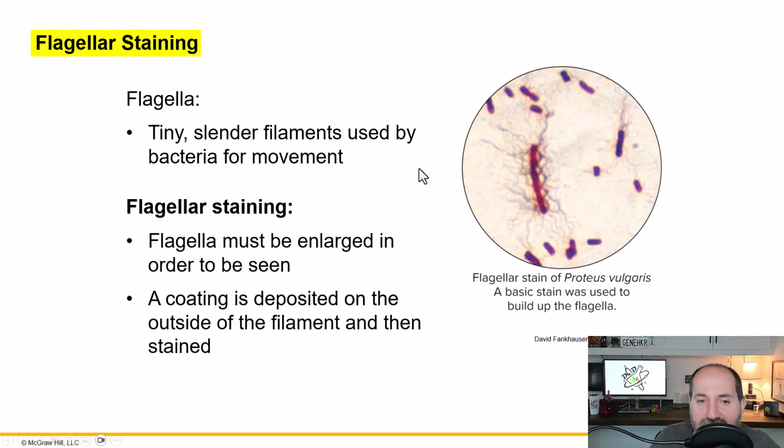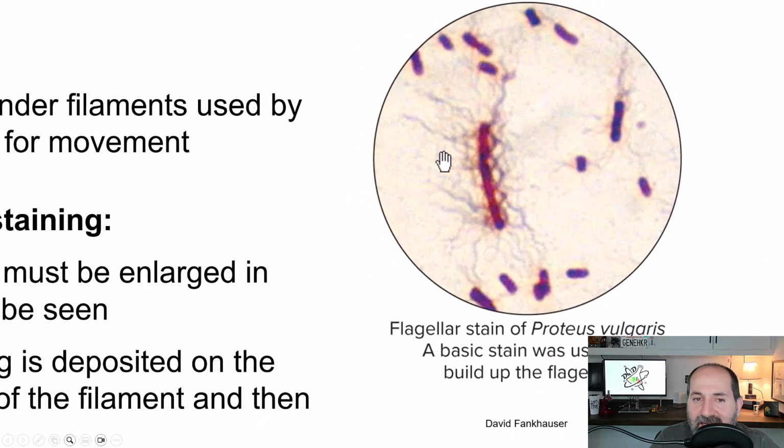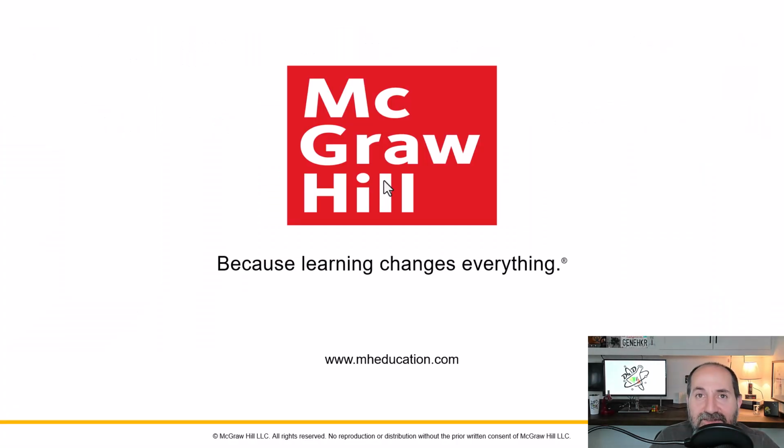Then there's the flagellar stain. Do you remember from lecture I had stated that flagella are too thin to see with the light microscope? So with the flagellar stain, you actually thicken up these flagella so that you can see the bacteria with the flagella. And that's it for chapter 3.